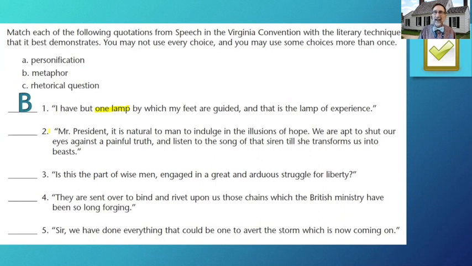This one's really, again, a difficult question for a multiple choice like this. And I would say you can pick either A or B for this one. And here's why I would say you could choose either A or B. A, because when he says, listen to the song of that siren till she transforms us, in this case, he's giving human characteristics to the idea of deception here, the false hope that people have right now, that it'll work out okay. England's our parent country. She'll take care of us in the end. He says that's a she, a false siren.